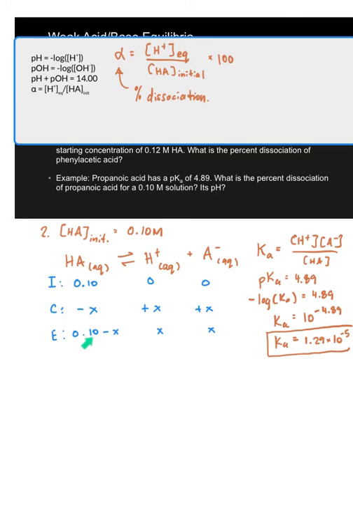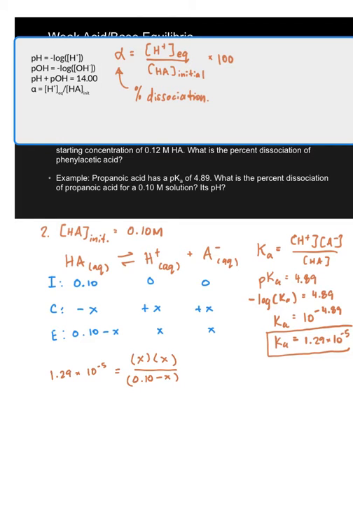We'll use this equilibrium concentration of HA in our denominator, X times X in our numerator, and can solve for X with a quadratic equation. We know that Ka, whose value is 1.29 times 10 to the minus 5, is equal to H plus concentration at equilibrium times A minus concentration at equilibrium divided by HA concentration at equilibrium.